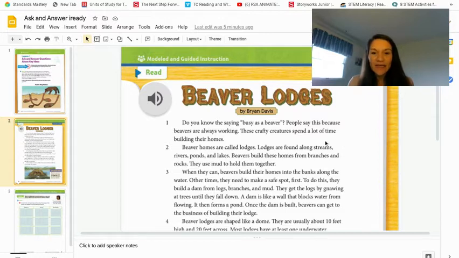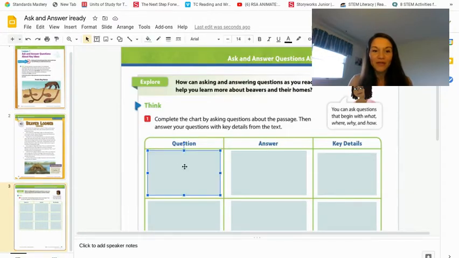And in this second paragraph, I found a fact. The fact I found is beavers build these homes from branches and rocks. So that's a fact. I'm going to go ahead and underline that. And you'll find that later, after you've underlined your text evidence, that you'll use this to cite the text. All right, so now I've got that underlined. I'm going to go to my chart and I'm going to turn that fact into a question.